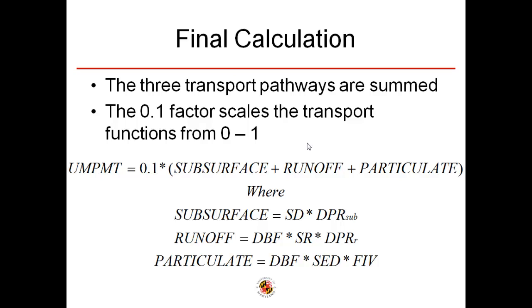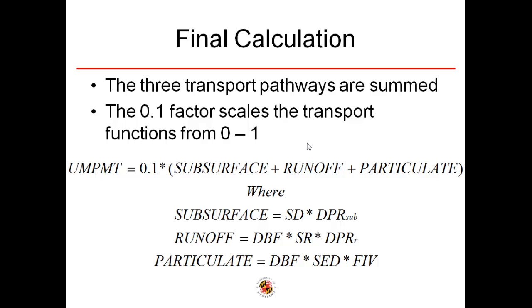So in the final calculation, the 3 transport pathways are summed. A 0.1 factor scales the transport function from 0 to 1. If you'll notice, through all the transport functions, they were all scaled 0 to 10 because that's how the old index was, and we just figured people were used to looking at that risk on a scale of 0 to 10, right? 10 is bad, 0 is good as far as transport risk.